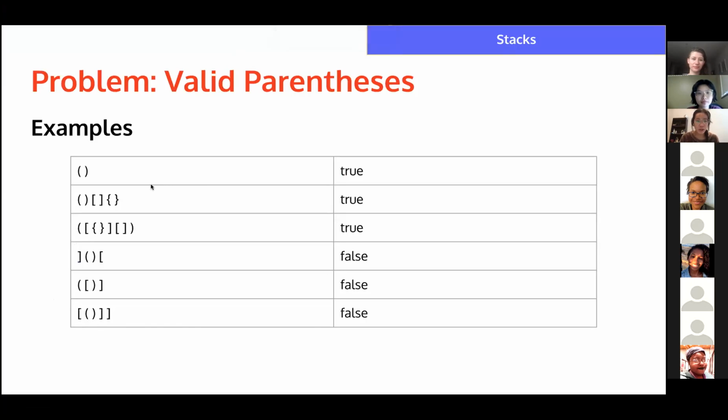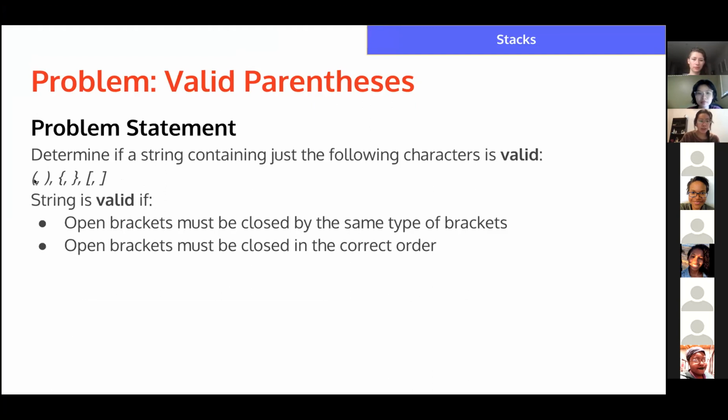So the string here is just going to be a set of characters, and the only characters will be brackets. So in this example, there are 6 possible characters that can be in this string, and all the characters are types of brackets, either the circular bracket, the square bracket, or the curly brackets.